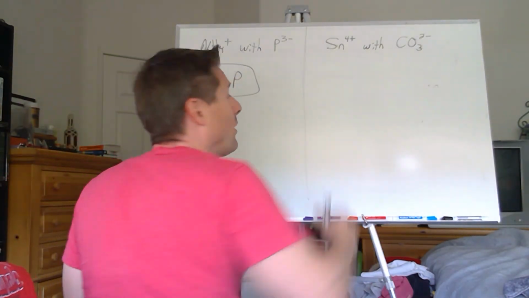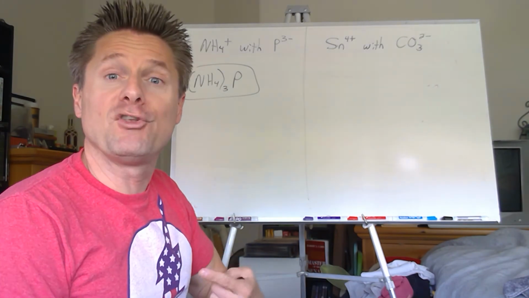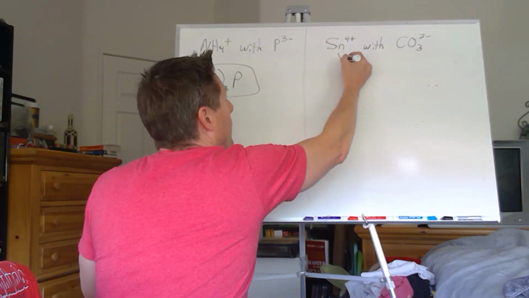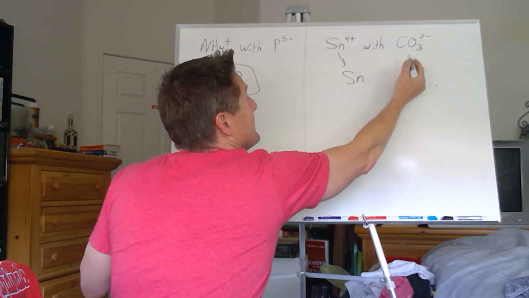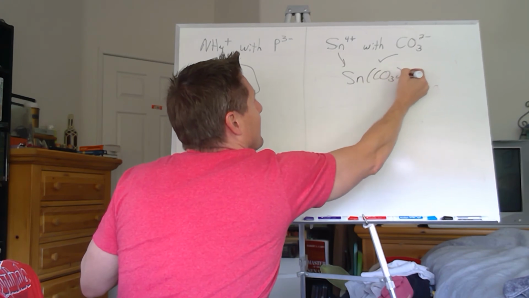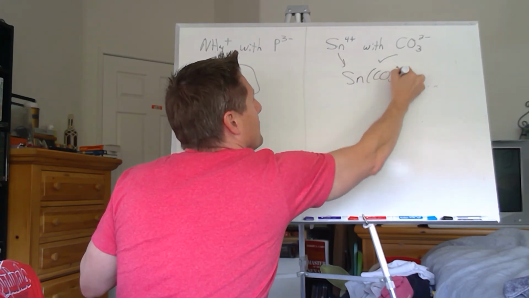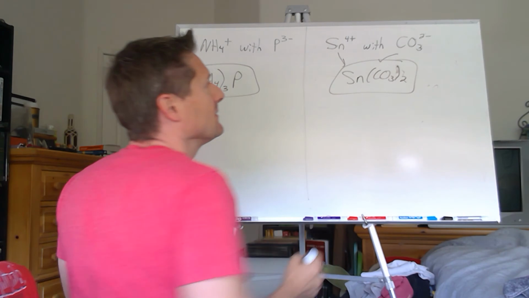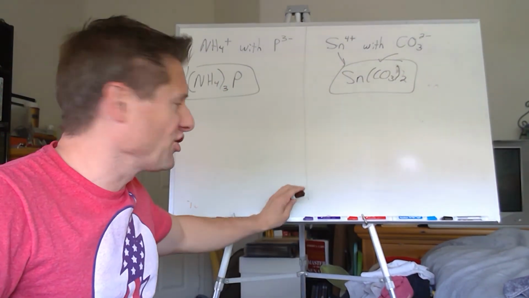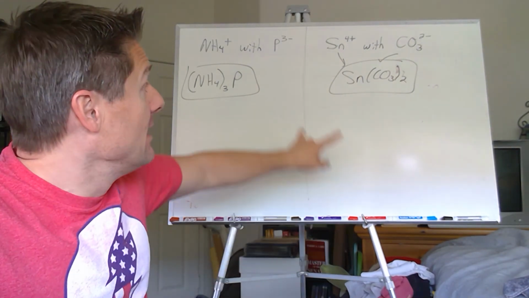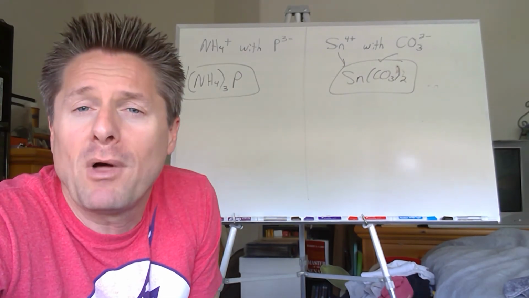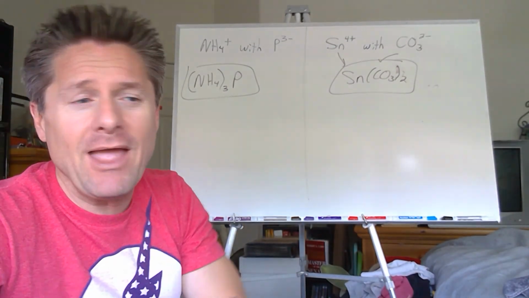Tin's a +4, carbonate's a -2. Lowest common multiple is 4, not 8. So to get 4, we need 1 tin. To get 4, we need 2 carbonates. Whoops, that's an ugly looking parentheses. See that? That's one where the crisscross doesn't work. So it's a nice little trick to crisscross, but it doesn't work all the time. So, you know, it's no different than what we did before. Just use parentheses if you got more than 1 polyatomic ion. You're good to go, my friends.